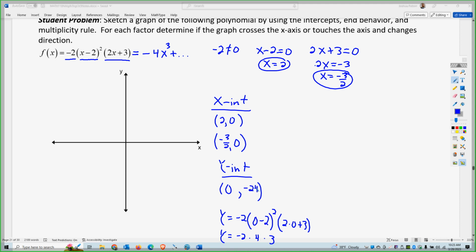Okay, so I'm at (2, 0). So 1, 2, we'll put a point. And then between 1 and 2, halfway between is 1.5. And then negative 24, we'll just make a random point down here. So this is (0, negative 24).